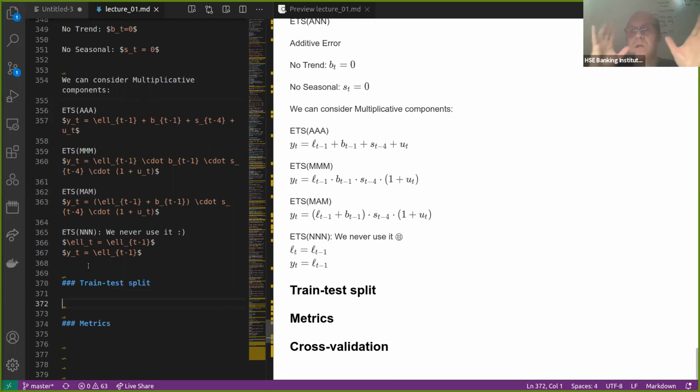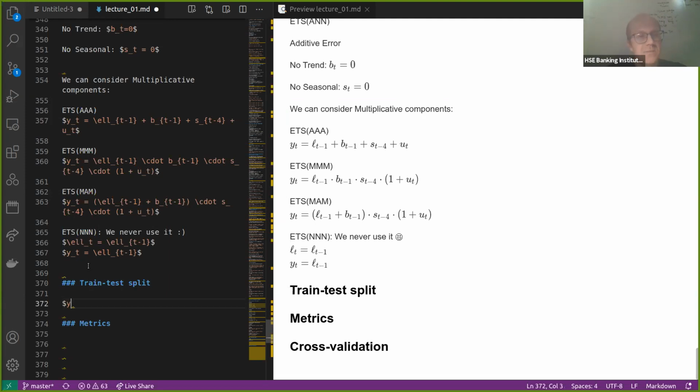When you have some concurrent methods, so for example, you have estimated AAA model, you have estimated MAM model, and you would like to compare them. You would like to say, which one should I use for real prediction? I have two models, both with seasonality, both with trends, but one with multiplicative effects and one with additive effects. So what do we do?